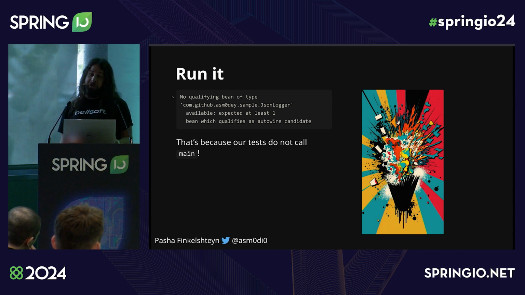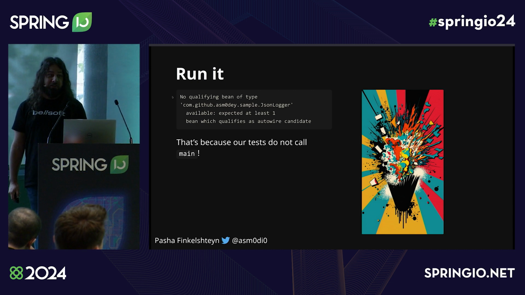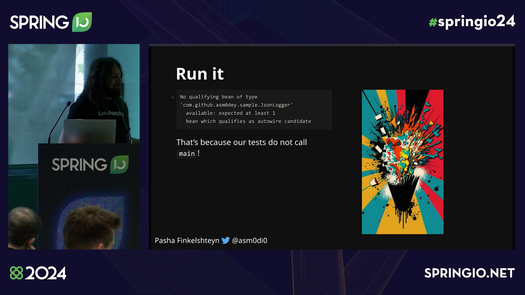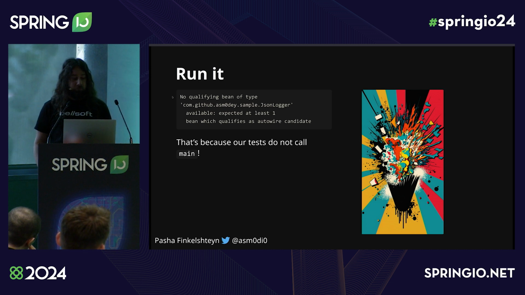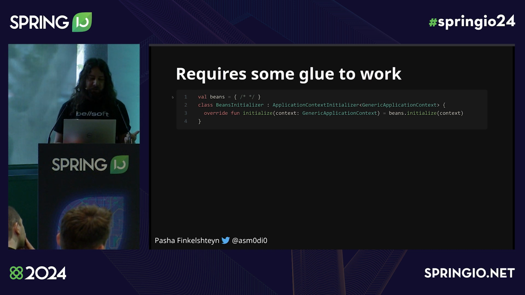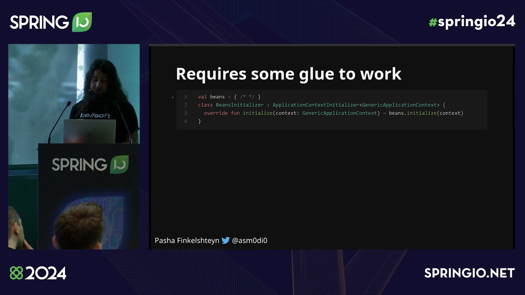That is because our tests do not actually know anything about our main function, right? They do not call the main function. They initialize the Spring context in their own sophisticated way, which is almost the same as our main function, but who cares? So to actually make this bean configuration work, we need to do a little something. I don't like that we should do it, but what are you going to do? It's Spring. There are workarounds for everything.